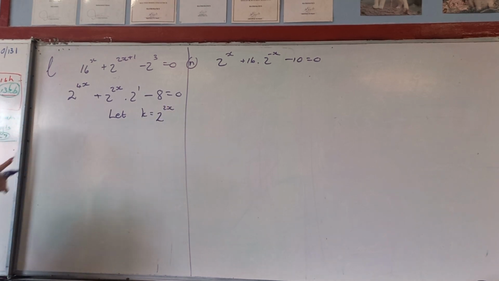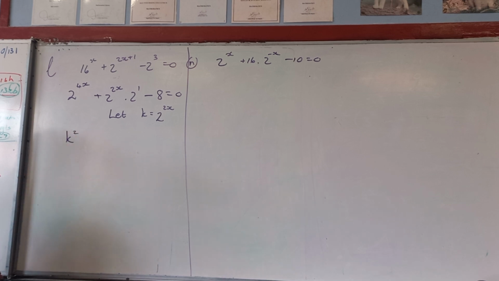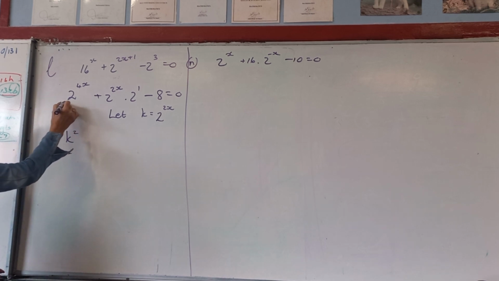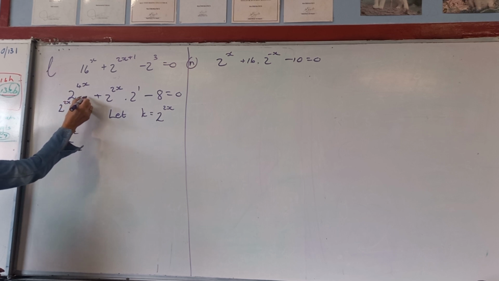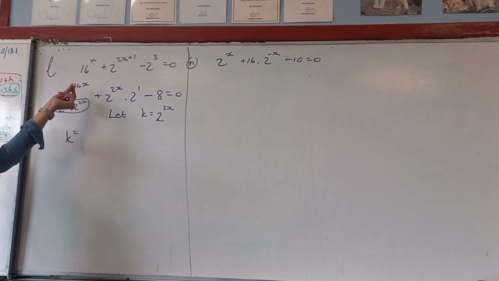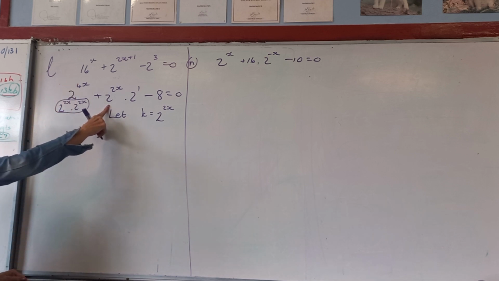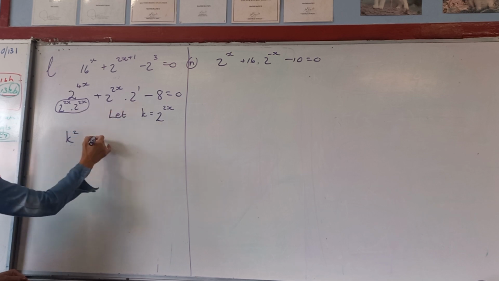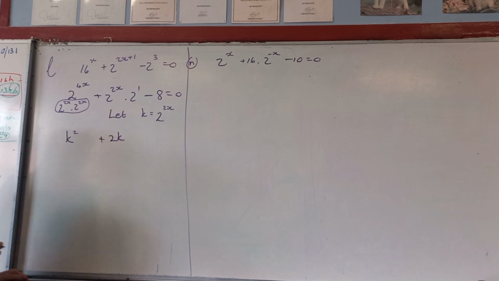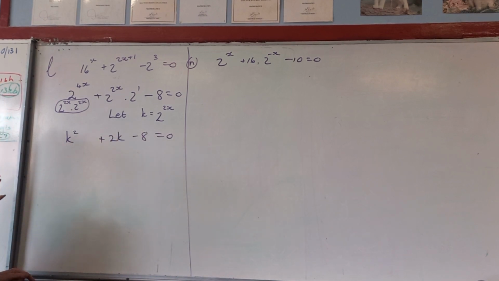Are you with me? So then this will be... are you sure it's squared? I'm also sure it's squared, because that is 2 to the 2x times 2 to the 2x, if you're thinking about it. Because when you times, you add exponents. So k times k is k squared. Plus k times 2, 2k, is just better written. And minus the 8, which looks much more civilized.